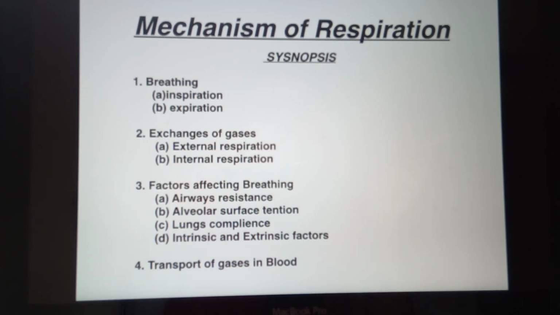Okay, so for the existence of every cell, it needs oxygen and glucose, and glucose reacts with oxygen and produces energy in the form of ATP, that is adenosine triphosphate, and produces one more gas. This is CO2, which is not important in our body, so we exhale it from the body. Okay, so that's why breathing is very important for our body. Why is it important? To produce energy in the form of ATP.